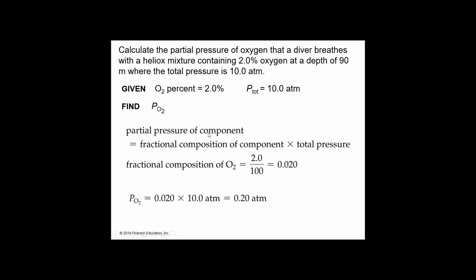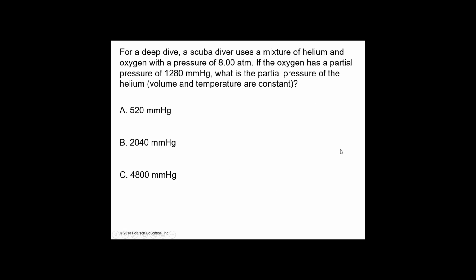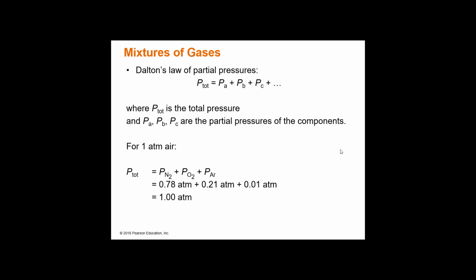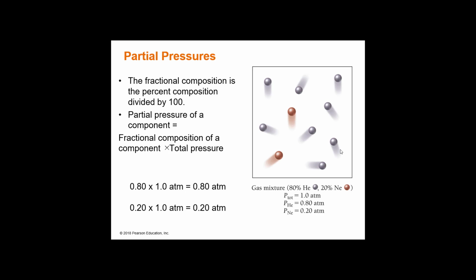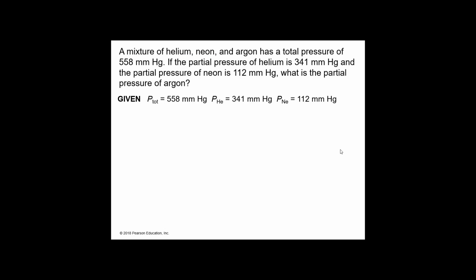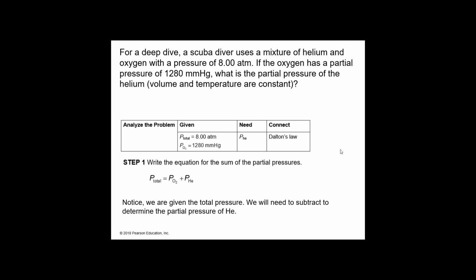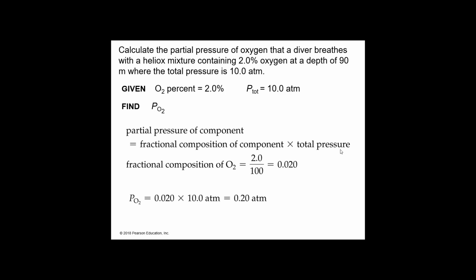So remember, the partial pressure of a component is equal to the fractional composition of that component times the total pressure. This is very similar to what I already covered. If we go back enough, right here, we're doing the same exact step. It just is in a problem that seems really wordy and might seem intimidating, but it's really nothing more than what I've already shown you. So in this case, we take the percentage divided by 100.